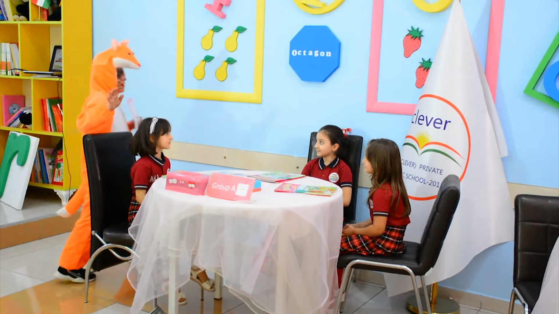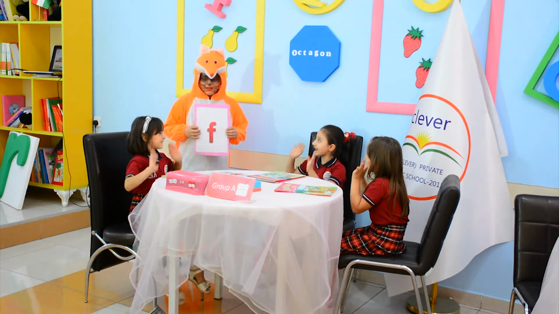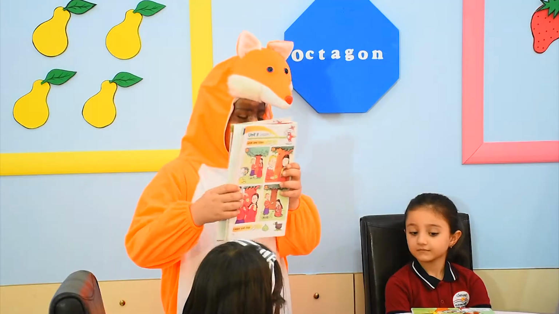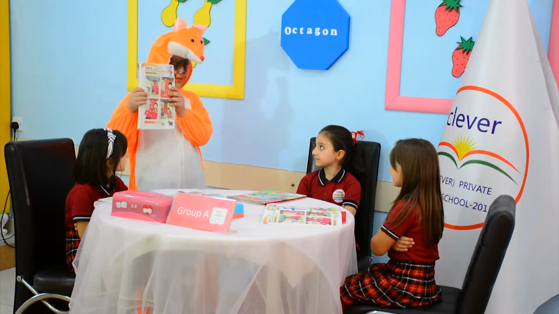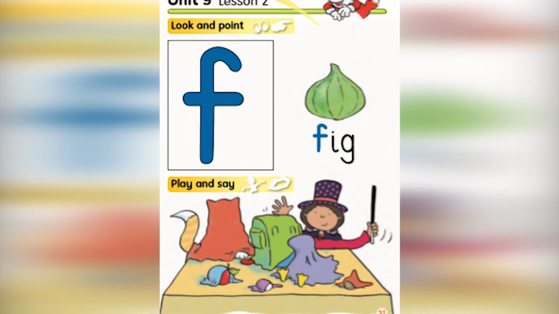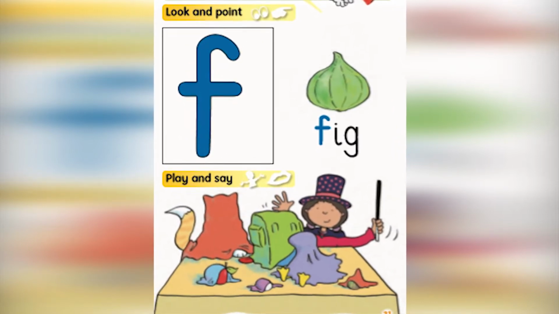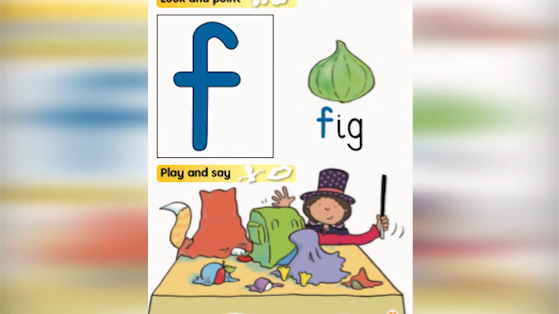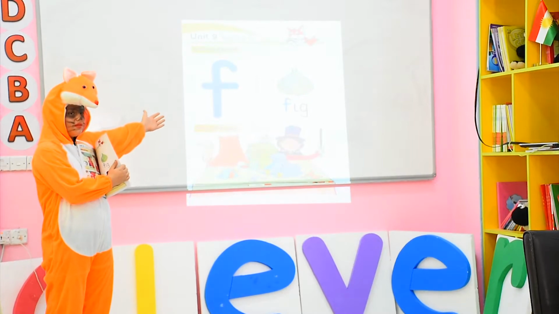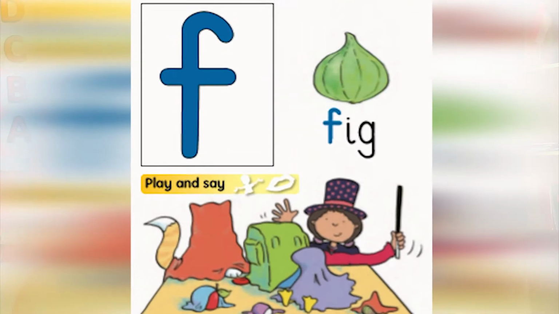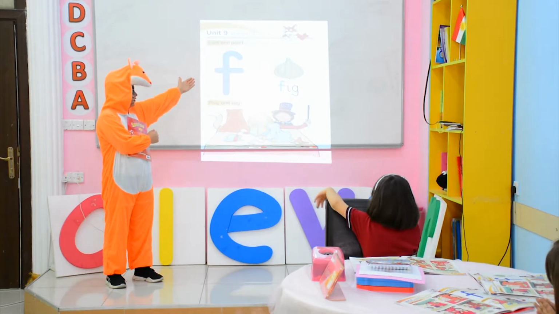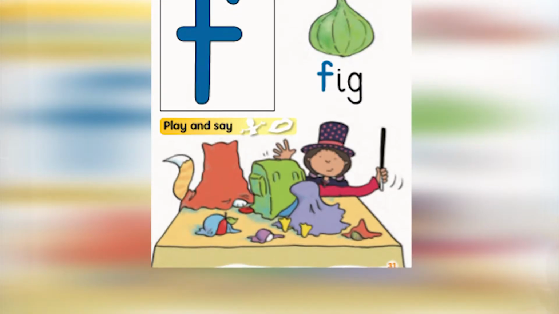Hi kiddos, how are you? I want to learn a new F letter. Open your book page 30 and look at the data show. Student's Book, Unit 9, Lesson 1. Listen and clap. F, f, f. Fig. F, f, f. Fig.